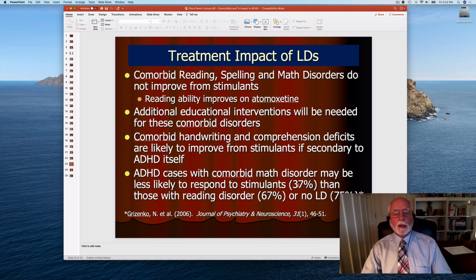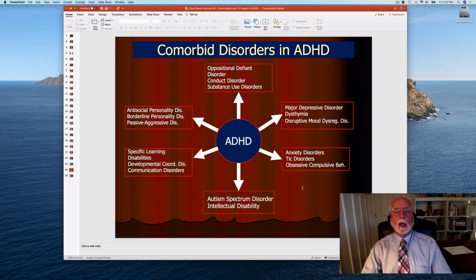But notice here that where a math disorder exists with the ADHD, the treatment response is reduced by 50% or half, down to only a 37% chance that the child will do well on that medicine. So it's important to know what kind of LD a child with ADHD may have in order to evaluate what kinds of medications to use and whether the child will respond to them.